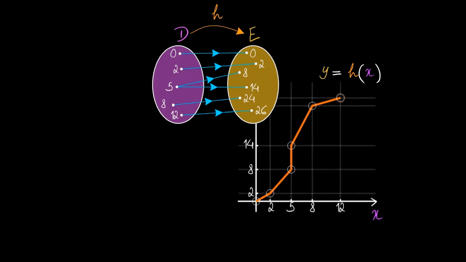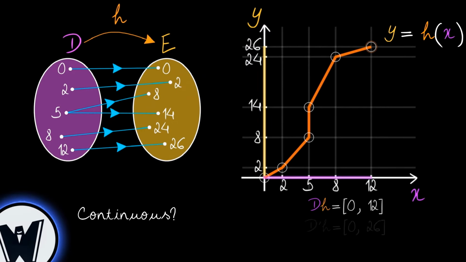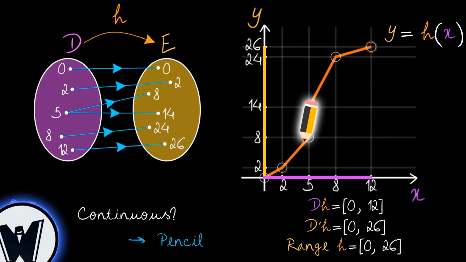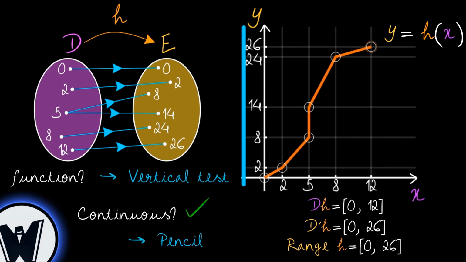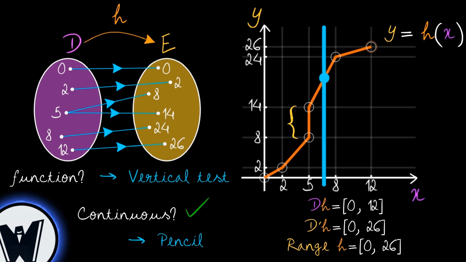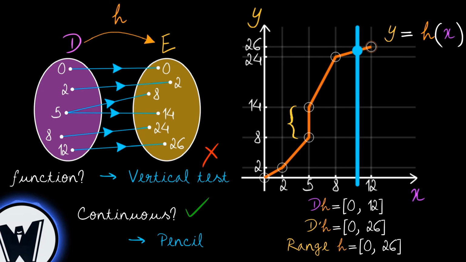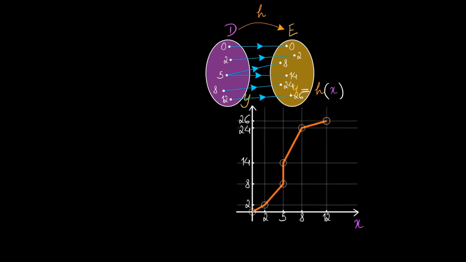The relation between sets D and E shows a continuous function. However, when applying the vertical test on the graph, we can verify that for x equal to 5, we will obtain more than one value for y, between y equal to 8 and y equal to 14. So this is a one-to-many relation which is not allowed, and thus relation h is not a function as previously mentioned.